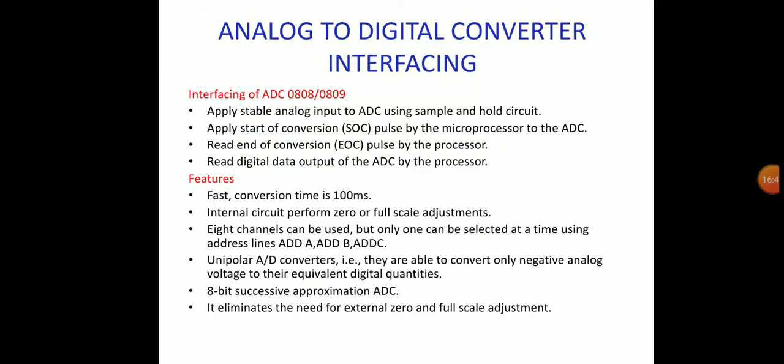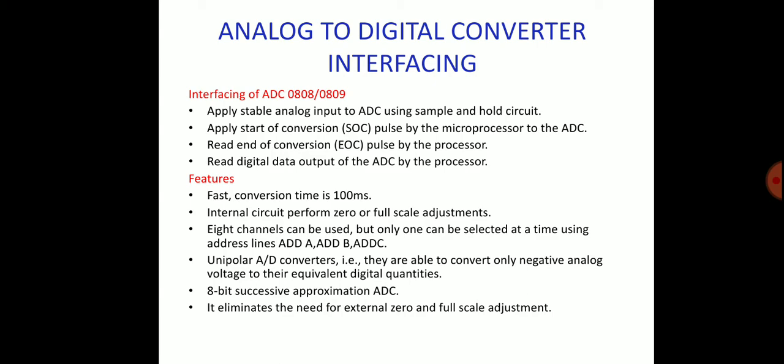Now the next presentation, analog to digital converter interfacing. An analog to digital converter is an input device to the microprocessor, and it is interfaced with the microprocessor using a port of the 8255. The microprocessor sends an initializing signal to the analog to digital converter to start the analog to digital data conversion process. The start of conversion signal is a pulse of specific duration.